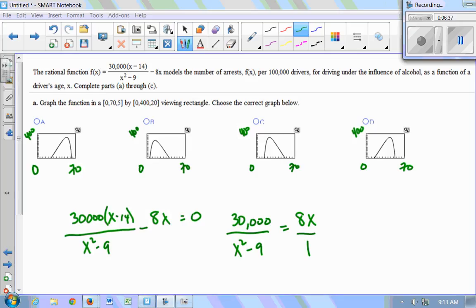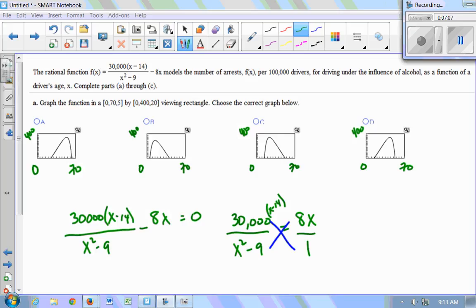Now what would you do? We're trying to solve this thing for x. Yeah, I can multiply both sides by the least common denominator, which in this case is x squared minus 9, right? Or if you prefer, you could think cross multiply, just two fractions that are equal.